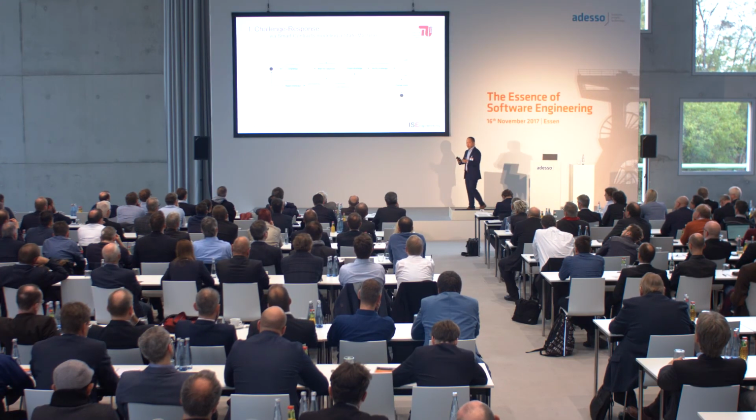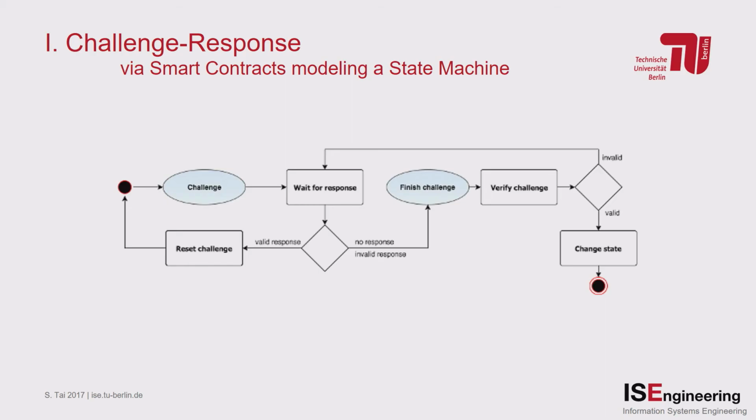Let's think of a first pattern. I'll run through these patterns, and I won't be describing each of these patterns in detail. There's papers if you want to read up on these more, but I'd like to give you a picture on how we approach the general idea of moving computation and data off the chain. The first one is simply use challenge and response as a pattern via smart contracts.